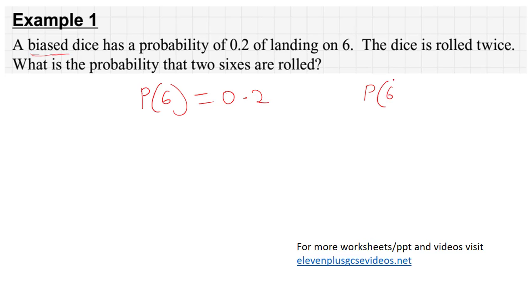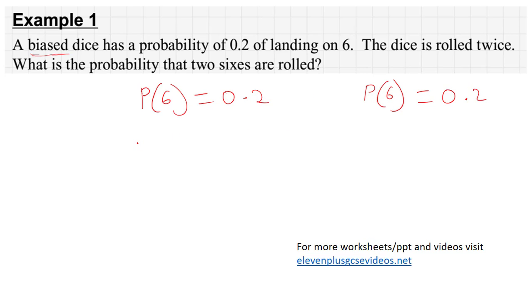The chance that it's going to land on a 6 is again just 0.2. But they're separate, because you're doing them separately. Now, the chance that it's going to land on a 6 for the first time is independent of the fact that it's going to land on a 6 the second time. So these two things don't affect each other.